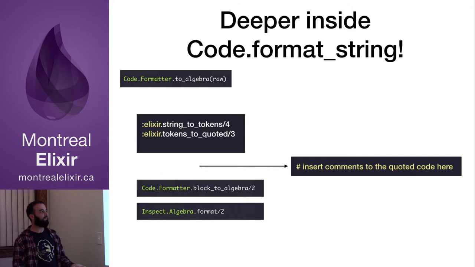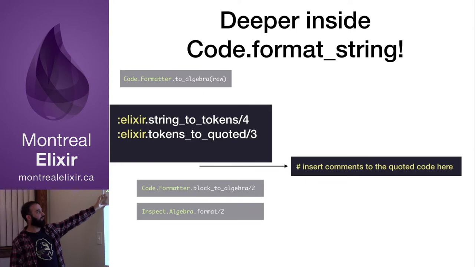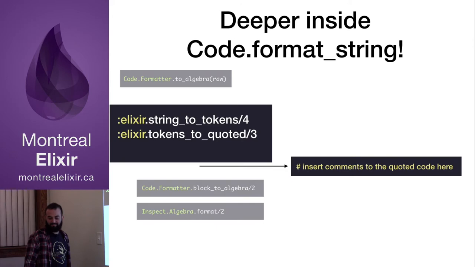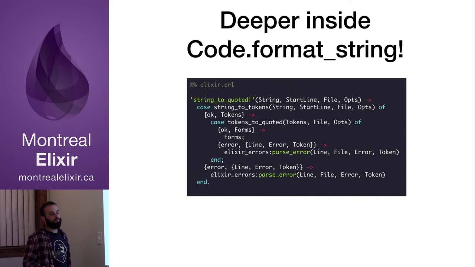One interesting thing about that is that those two functions do not exist inside the Elixir source code. It's actually Erlang, and if you see the namespace, it's Elixir. These functions are declared inside a file called elixir.erl, basically the file that really transforms the code into binary. Those two functions, string to tokens and tokens to coded, are called right before the Elixir step. So I pass the code to Elixir to have my binary.